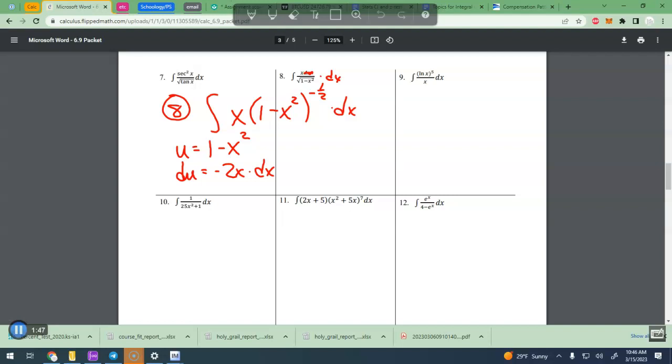So what do I need to multiply this negative 2x to turn it into a regular x? Almost. Negative a half, right? Multiply everything in here by negative a half, and now it'll say negative 1 half du equals x times dx. And now I know what x times dx is, so I can replace x times dx with negative 1 half times du.